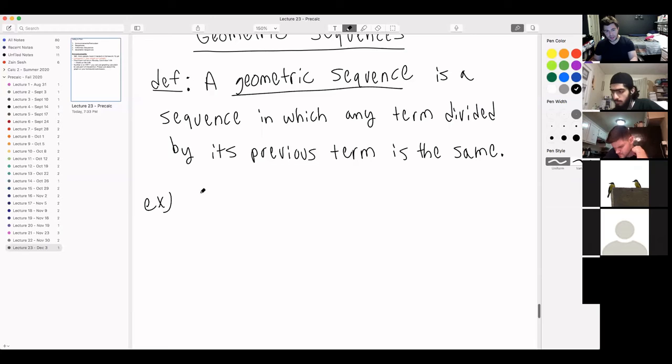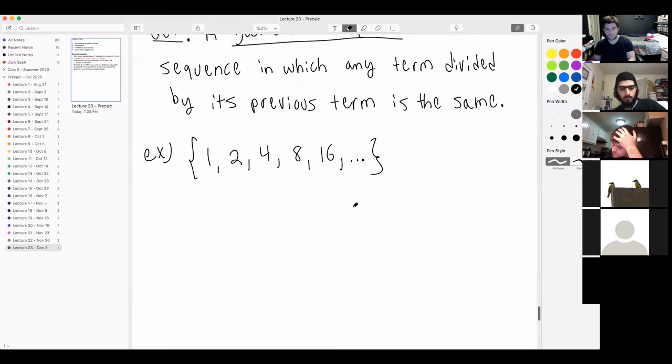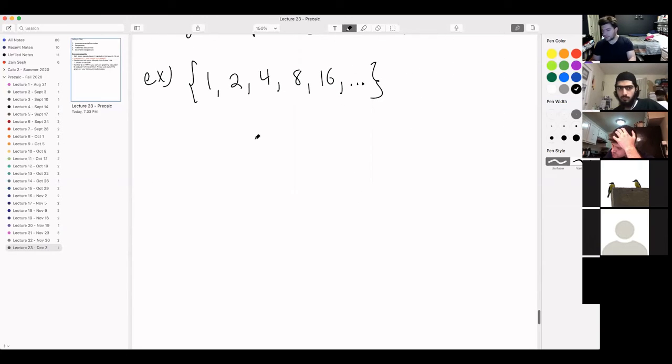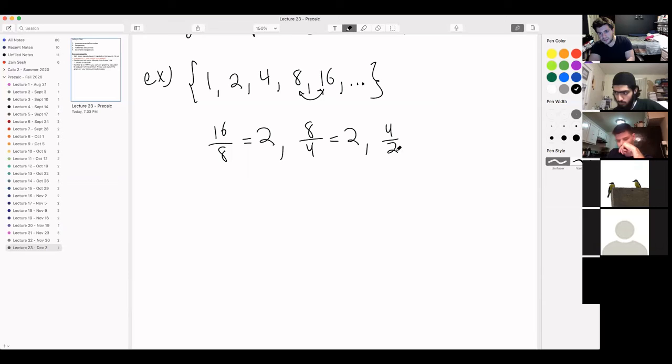How about this guy? So how about this sequence? 1, 2, 4, 8, 16, ... Okay. So you need to divide each term by its previous term. So you do 16 divided by 8, which is 2. You do 8 divided by 4, which is 2. You do 4 divided by 2, which is 2. And you do 2 divided by 1, which is 2. So it is geometric.